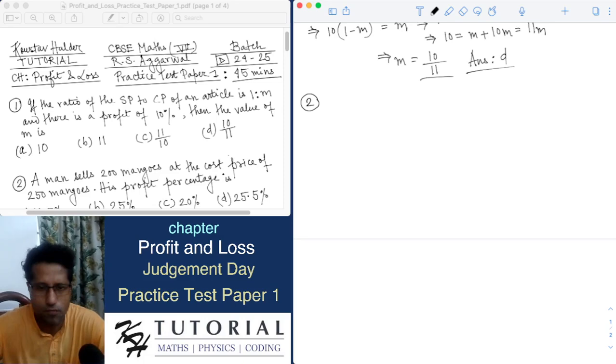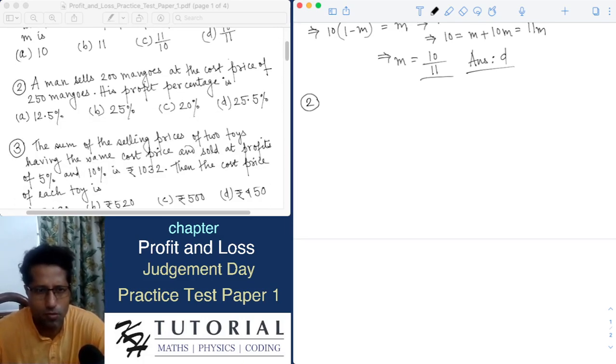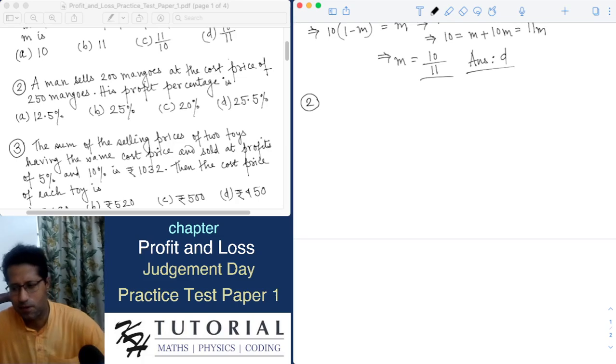That will give you a good idea about how to apply the concept of profit and loss to solve problems. Okay, question number 2 says that a man sells 200 mangoes at the cost price of 250 mangoes. His profit percentage is. So nothing is said about the selling price or the cost price. To find the profit percentage, we need to know the cost price and the selling price. Not the absolute value, but some kind of information regarding cost price and selling price.